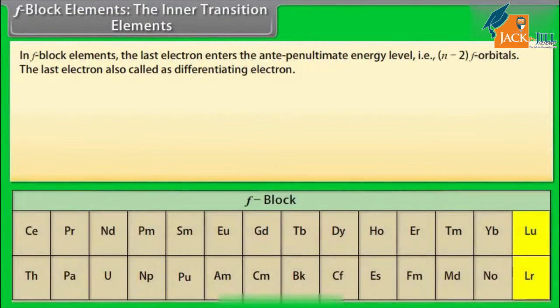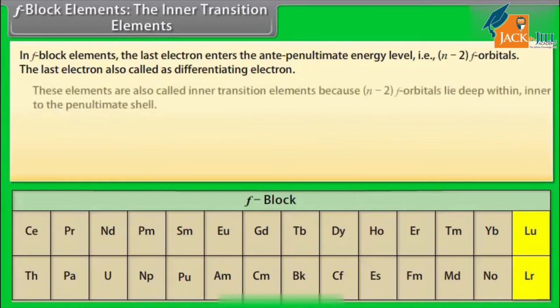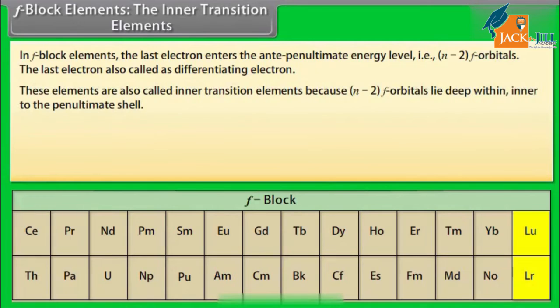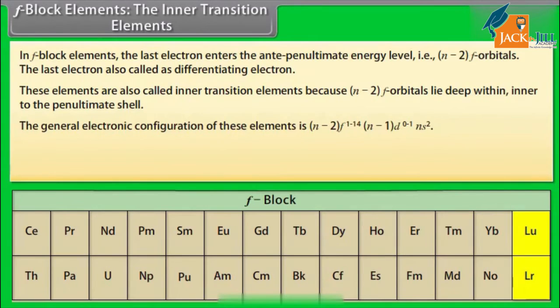F block elements, the inner transition elements. In F block elements, the last electron enters the antepenultimate energy level, that is (n-2) f orbitals, where n can be 6 or 7. The last electron is also called the differentiating electron. These elements are also called inner transition elements because (n-2) f orbitals lie deep within, inner to the penultimate shell. The general electronic configuration of these elements is (n-2)f1-14, (n-1)d0-1, ns2.